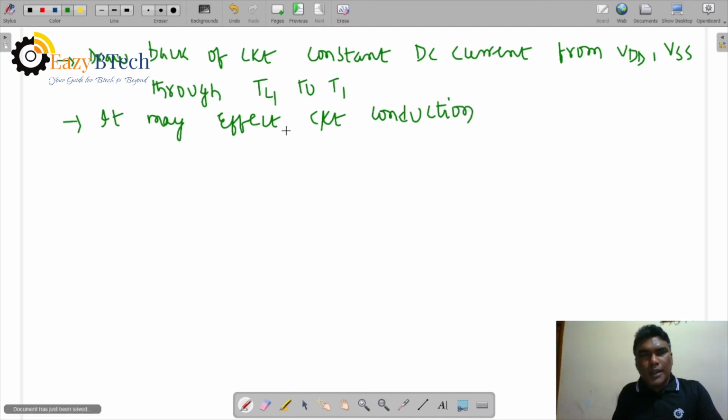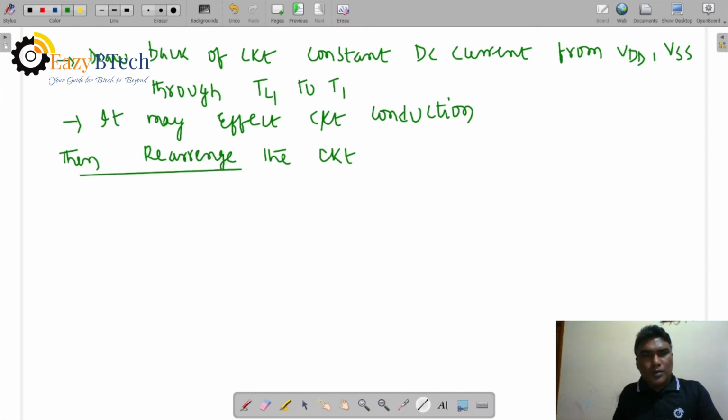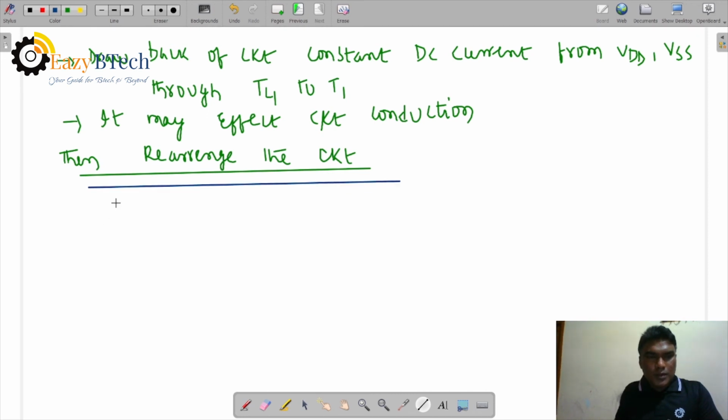So then we rearrange the circuit. Rearranging the circuit, it will become like removal of that one. You can say this is a PMOS transistor.